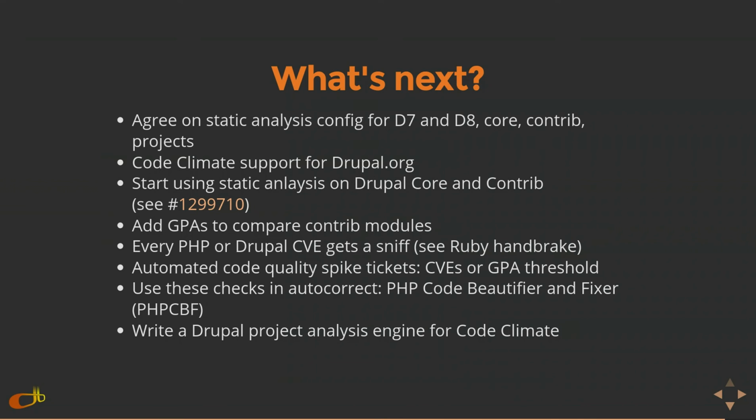And lastly, one of the things that's pretty cool about Code Climate: I mentioned it's a platform. I also mentioned it's open source. You can write your own engines. So if we wanted to write a Drupal engine that had all of the code style standard checks or PHP mess detector checks, or even our own sniffs, we could create one and have that run on Code Climate.